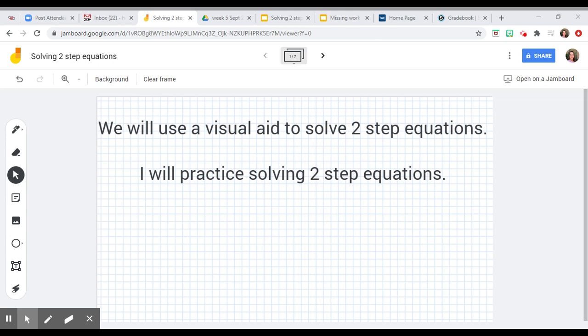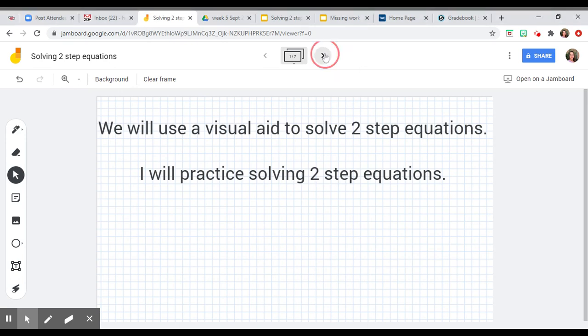Today we will be learning how to solve two-step equations. We will use a visual aid to solve two-step equations. Following that, I will practice solving two-step equations. You will be working on solving two-step equations using a visual if needed. If you understand how to do the process, feel free to do this on paper and pencil and enter your answers.